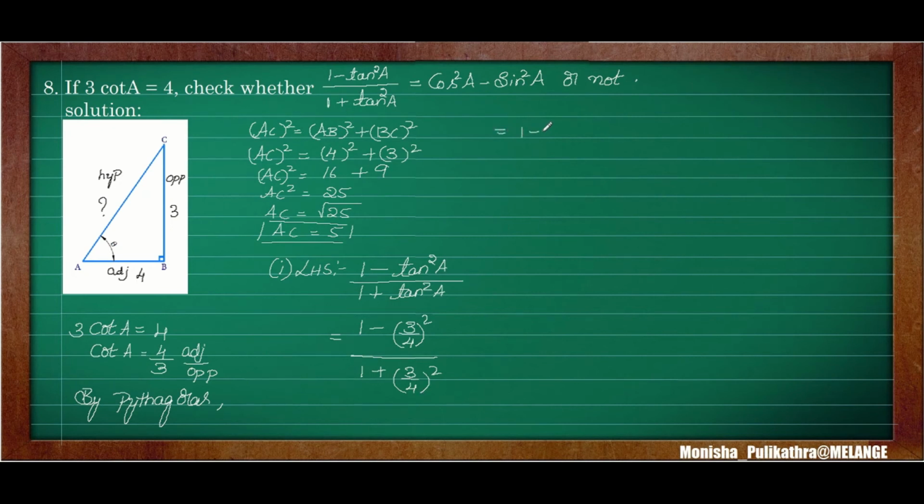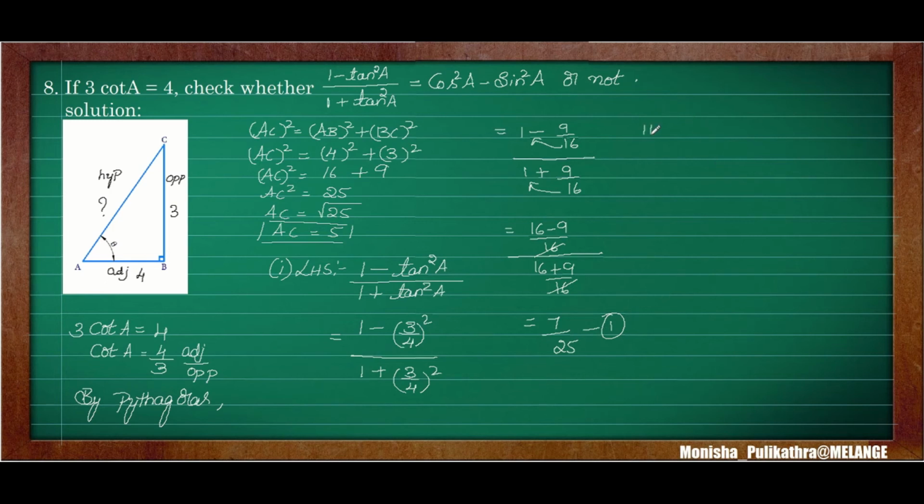So here 1 minus 9 by 16 divided by 1 plus 9 by 16. By taking the LCM, we get (16 minus 9) by 16 whole divided by (16 plus 9) by 16. Here the 16s cancel each other. So the answer we got is 16 minus 9 is 7, by 16 plus 9 is 25. So this will be equation 1. That is the LHS part of it.